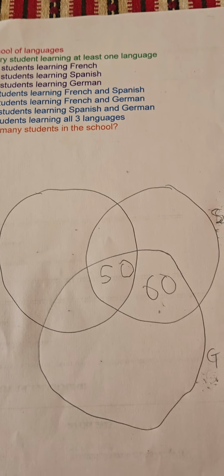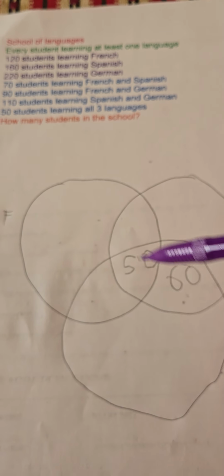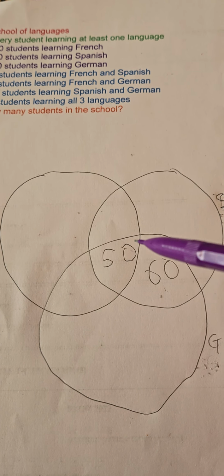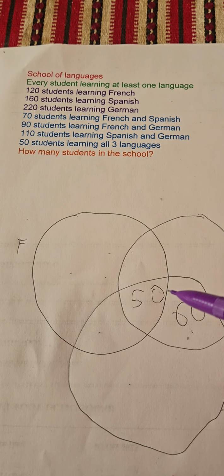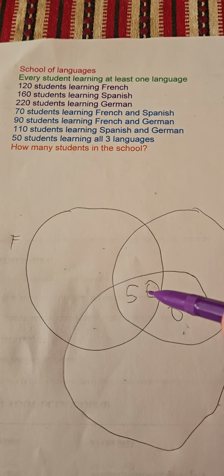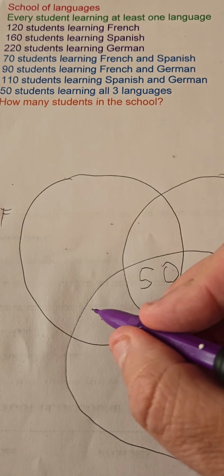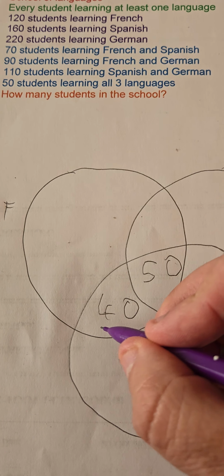90 are learning French and German. This circle is French, this circle is German. This portion is French and German. And if there's 50 already here, means we put 40 there to make it 90.